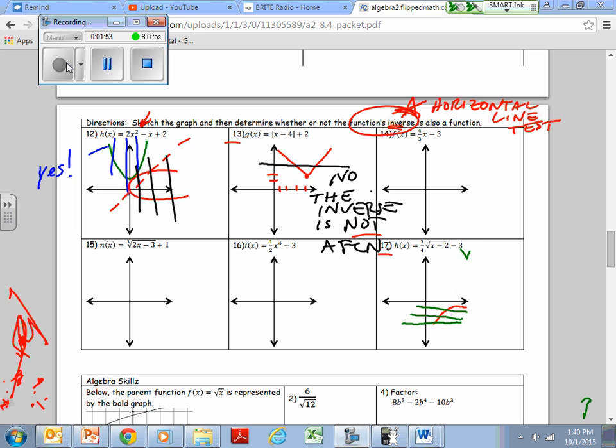So yes, the inverse is a function. Pause for a question on this page.